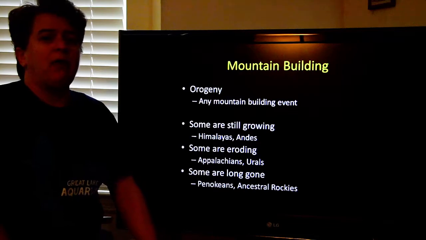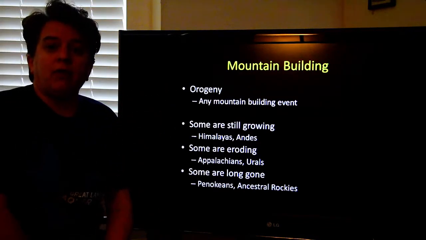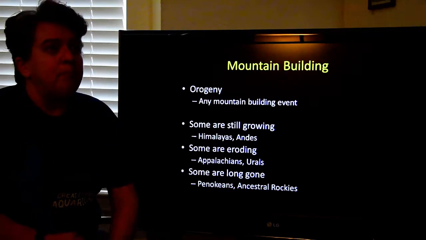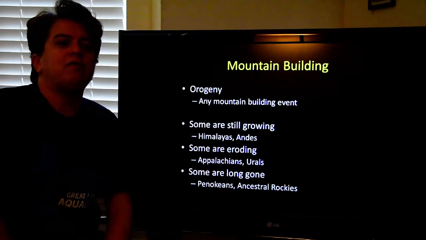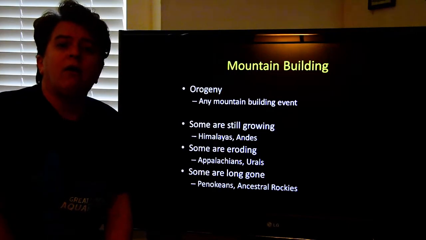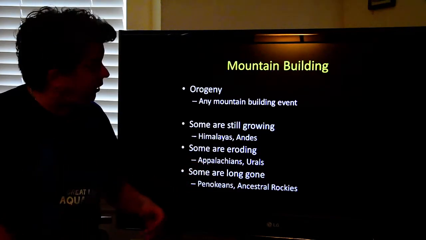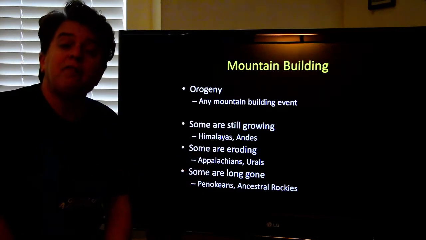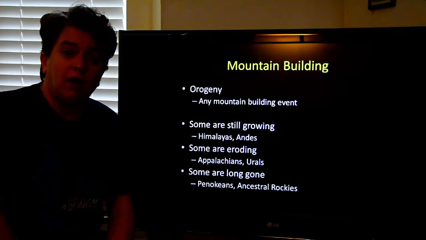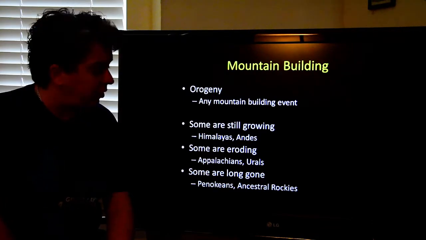So when we talk about mountain building, a geologist is going to call it an orogeny. The word orogeny means any mountain building event. And mountains on Earth are constantly growing, and some of them are eroding, and some of them are long gone. Some of the mountain ranges that are still growing today are the Himalayas and the Andes. Some that are eroding include the Appalachians and the Urals. Those are both old mountains, and they are slowly eroding away.